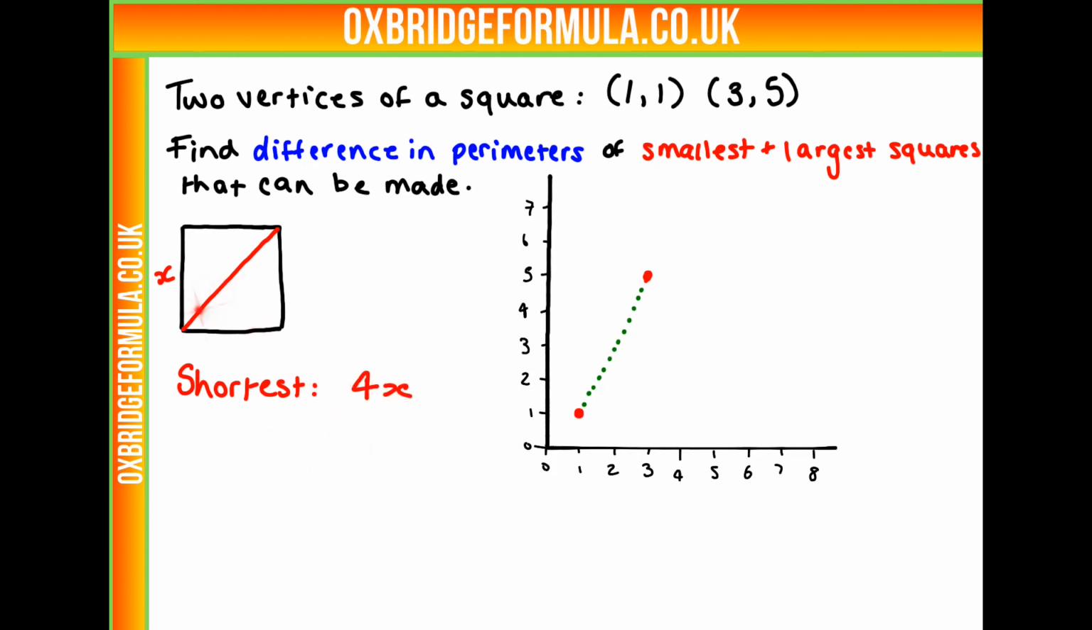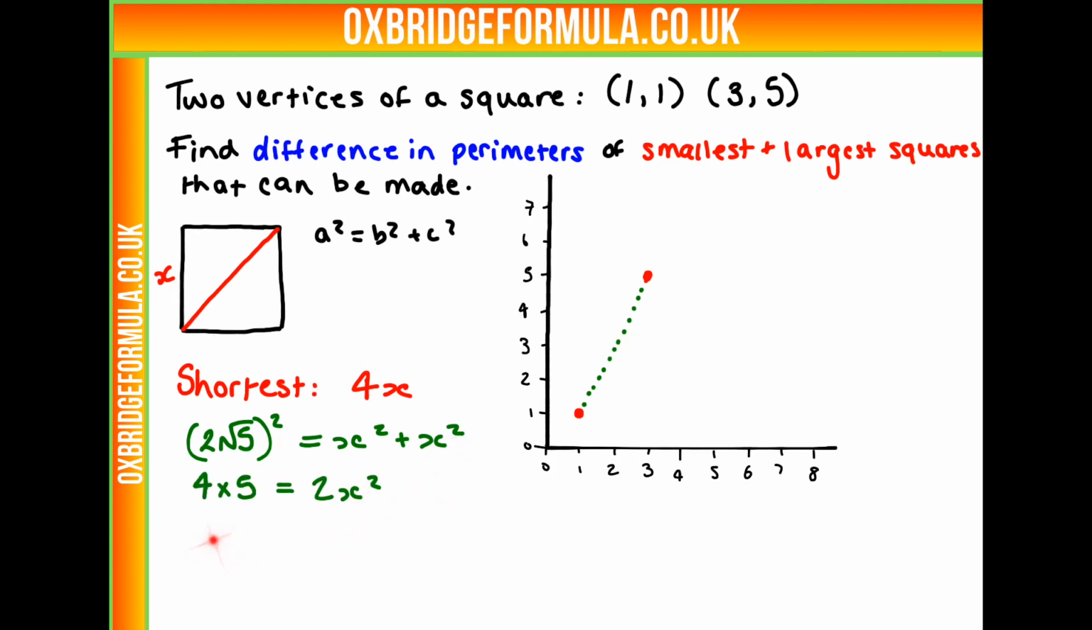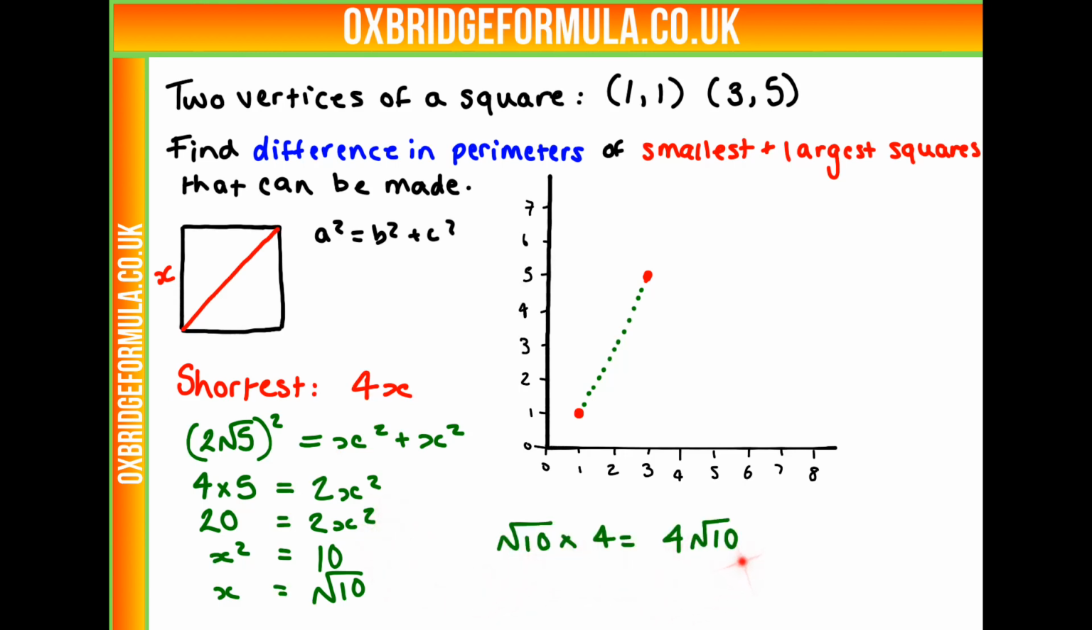And how are we going to work out what x is? Well, again, we have another right angle triangle, and this time we know our long hypotenuse here. So using Pythagoras again, this time we know what our a is. It is 2 root 5. We can square that, and our other 2 sides are both x squared. So we can simplify that down to 4 times 5 equals 2x squared, 20 equals 2x squared, x squared equals 10, and so x equals root 10. Therefore, our perimeter is root 10 times 4, or 4 root 10.